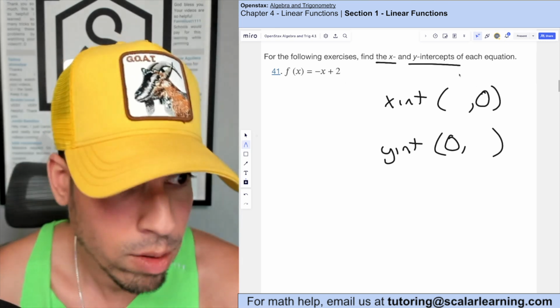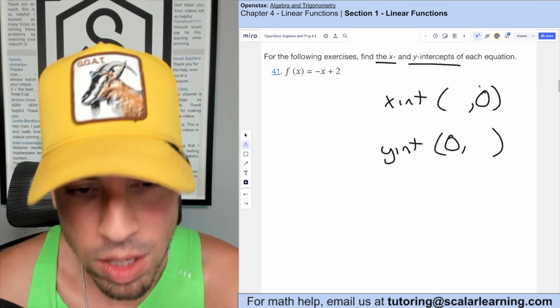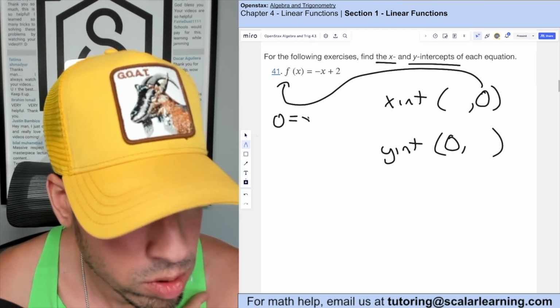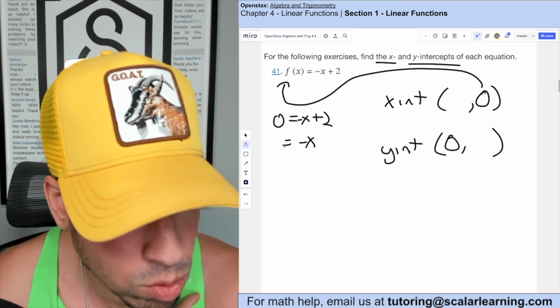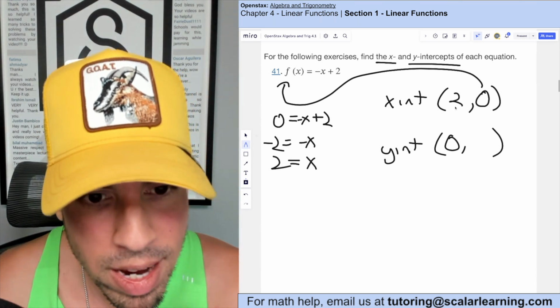So when I say y, really, this is a function. So the function value, f of x value, is y. So check it out. I'm going to plug 0 in here. And I got 0 equals negative x plus 2. Subtract 2 from both sides. Negative x equals negative 2. x equals 2. Here is my x-intercept.